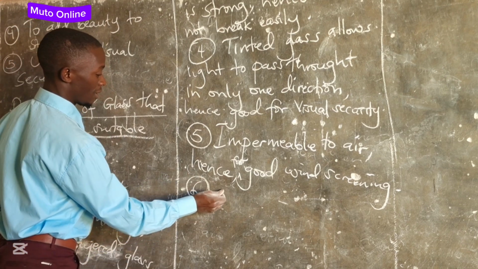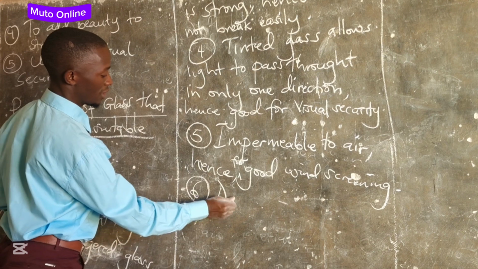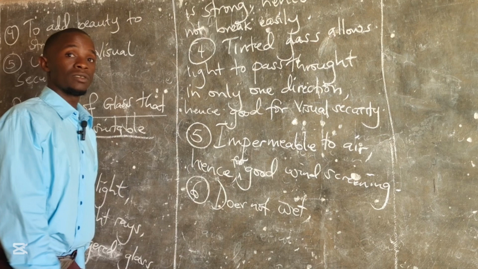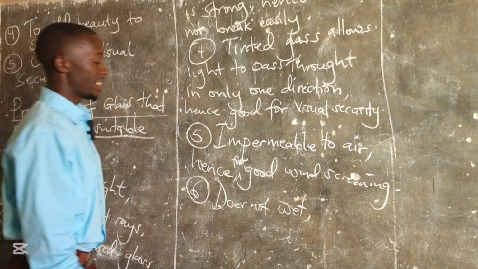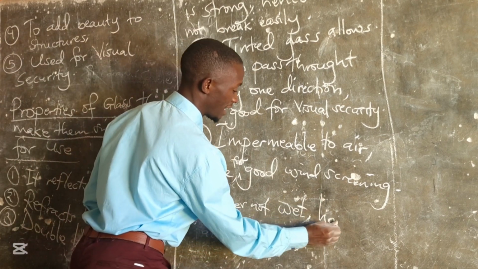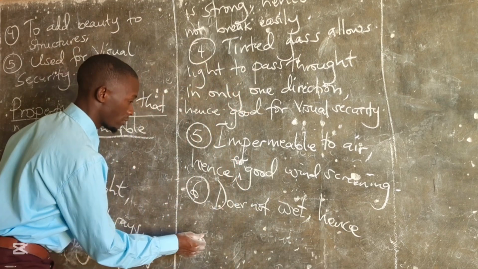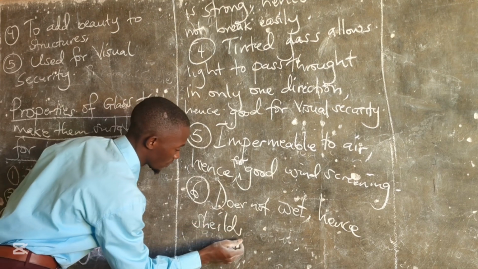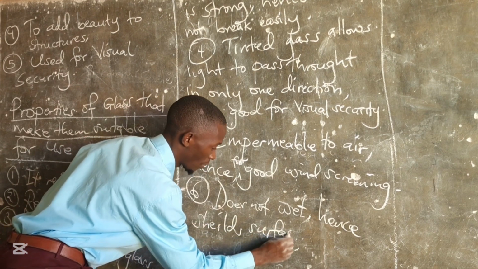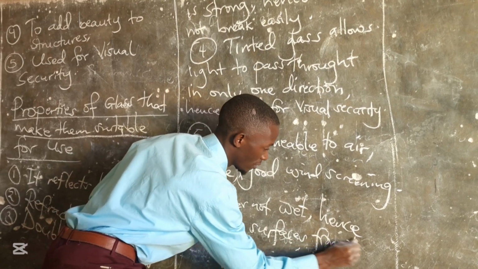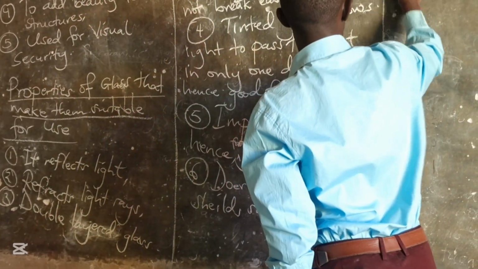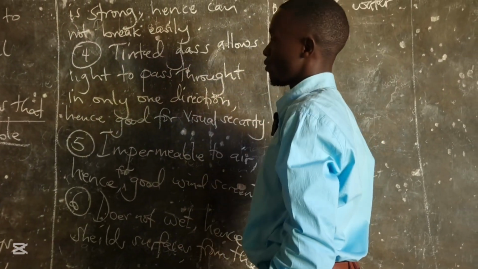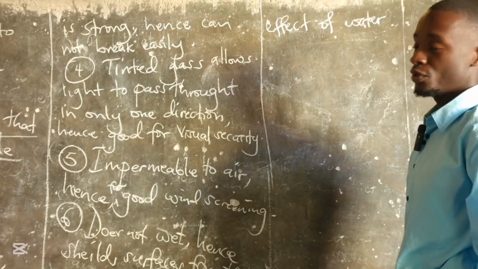Six, glass does not wet. We very well know that glass does not wet, and this is an advantage. It shields surfaces from the effect of water. We are giving properties of glass that make it suitable for use.